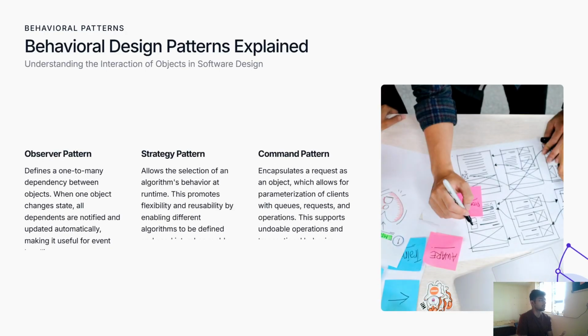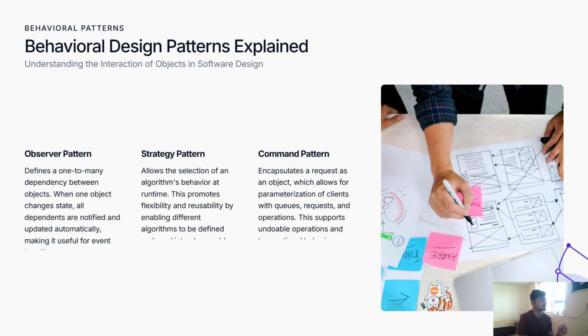Behavioral patterns explained. So behavioral patterns include the observer, strategy, and command patterns. The observer pattern defines a one-to-many dependency between objects. When one object changes state, all dependents are notified and updated automatically, making it useful for events.